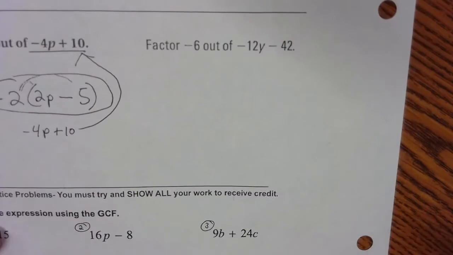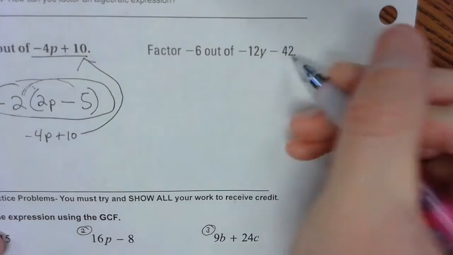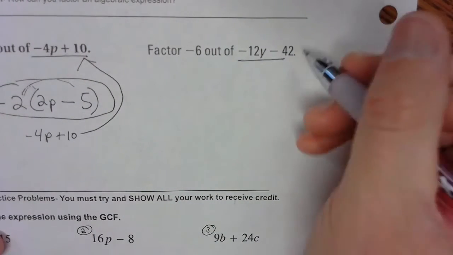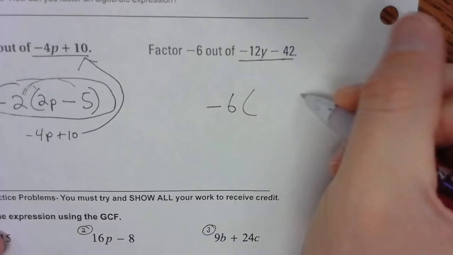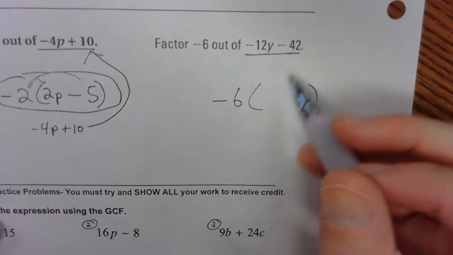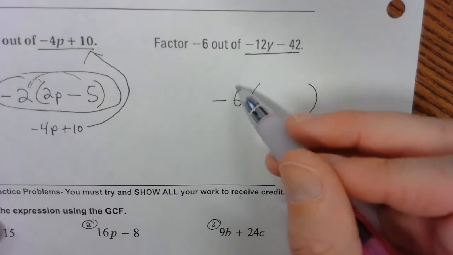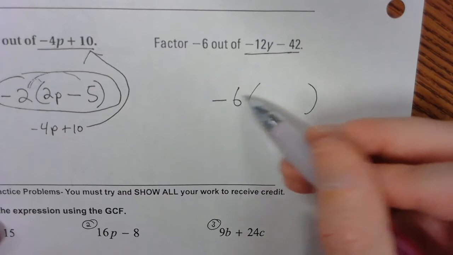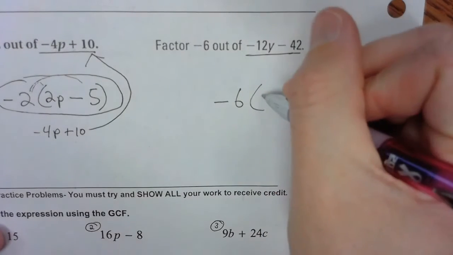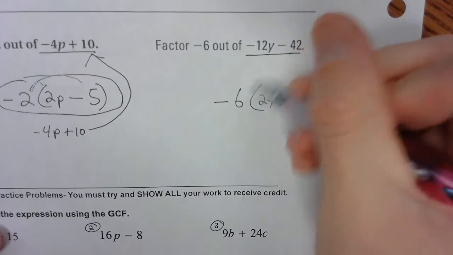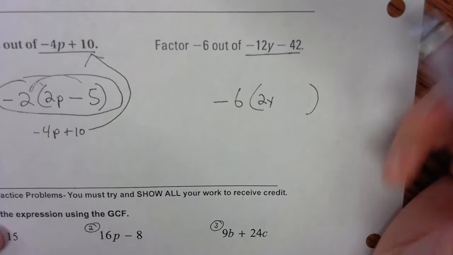Let's go on the right. I'm going to factor out a negative 6 out of this, negative 12y minus 42. Alright, so a negative's here. So I know this needs to be a positive because a negative times a positive is a negative. 6 times 2y will get me to negative 12y.